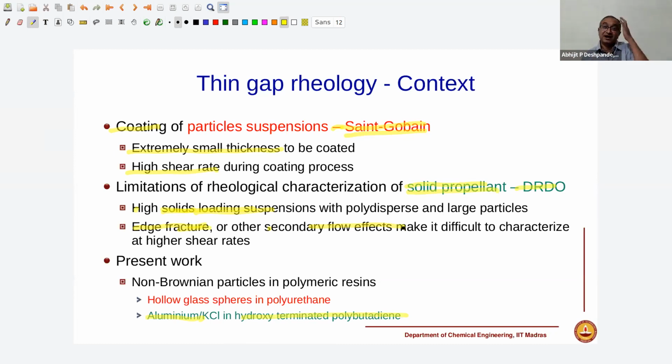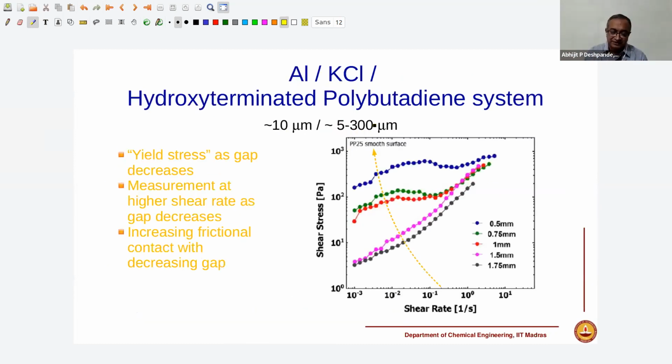So we'll start with that propellant system, and you can see that the particle size is around 300 microns. It's a very heterogeneous system. 10 micron aluminum particles, and then 5 to 300 micron potassium chloride, which is used as a surrogate oxidizer in our case. And you can see that the gap that we have used is 0.5. So you basically have 300 micron particles in a 0.5 mm gap.